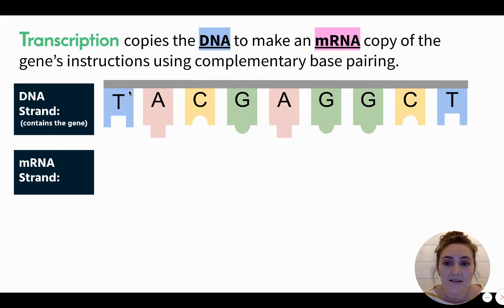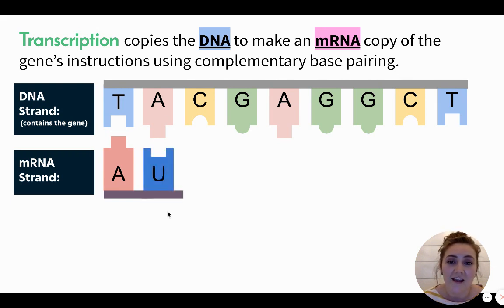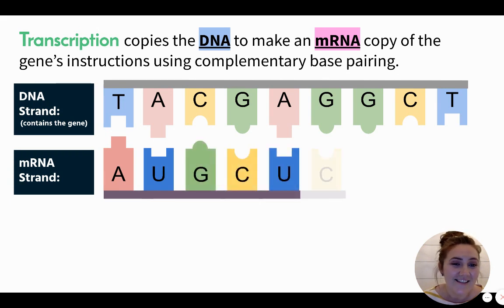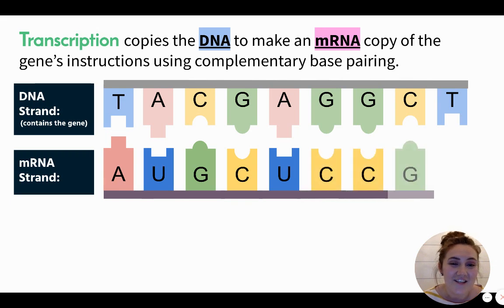So if I see this base, T, I know that T pairs with A. So that is going to be my first base of the mRNA strand. Here I see the letter A in DNA, and I know that A normally pairs with T, but I'm not going to find T in mRNA. So instead, I'm going to pair it with the letter U, the uracil. And I'm going to keep going along, pairing the complementary base pairs to figure out the bases for the mRNA strand. So here we go. G, C, U, C, C, G, and lastly, A. So there's my mRNA strand.